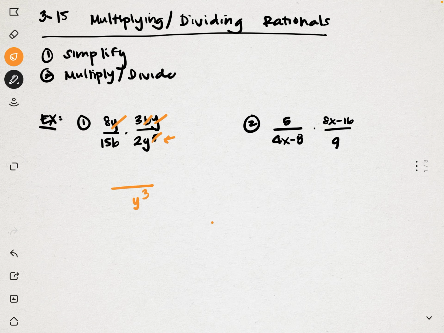I know that the b and the b can cancel out, so there's no more b's. We can also do the 3 and 15. We can divide those both by 3. So 3 divided by 3 is 1. 15 divided by 3 is 5. And then also the 8 and 2, we can divide those by 2. So 2 divided by 2 is 1. 8 divided by 2 is 4.